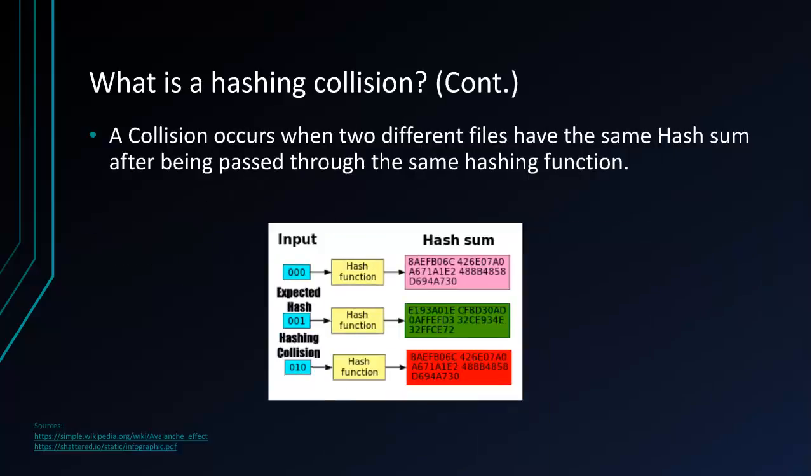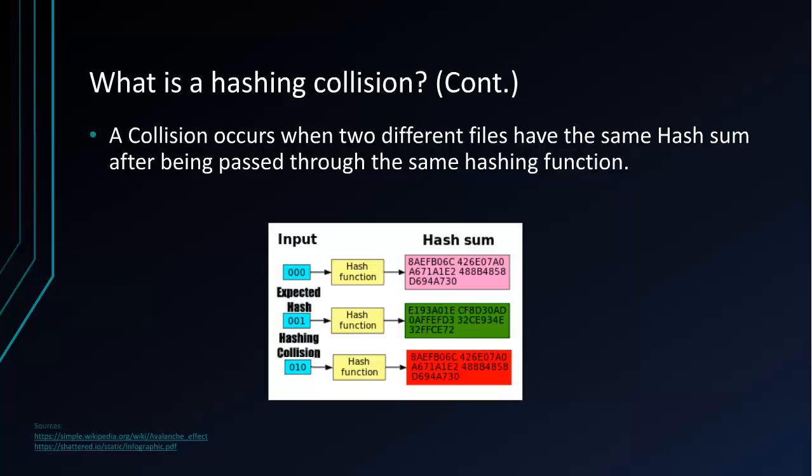On the next slide, we're going to take a look at what would happen when there's a collision. A collision occurs when two files that are different at the binary level end up having the same hash sum after being passed through the same hashing function. This is a huge security risk because, like we said earlier, you could have a malicious file that looks like a safe file pass through any system that's designed to scan using this hashing algorithm.